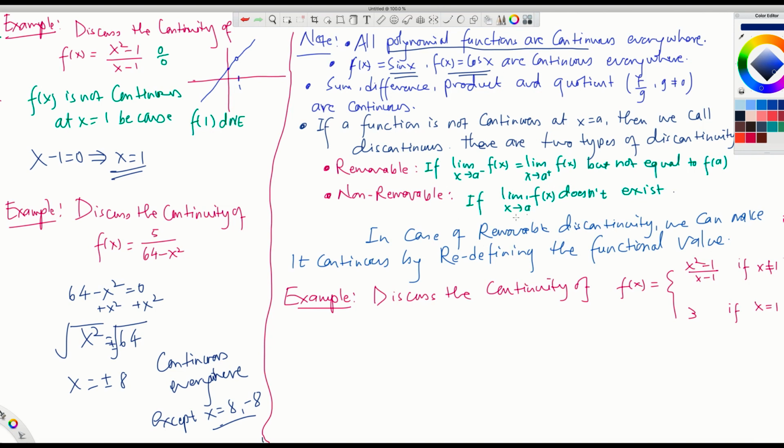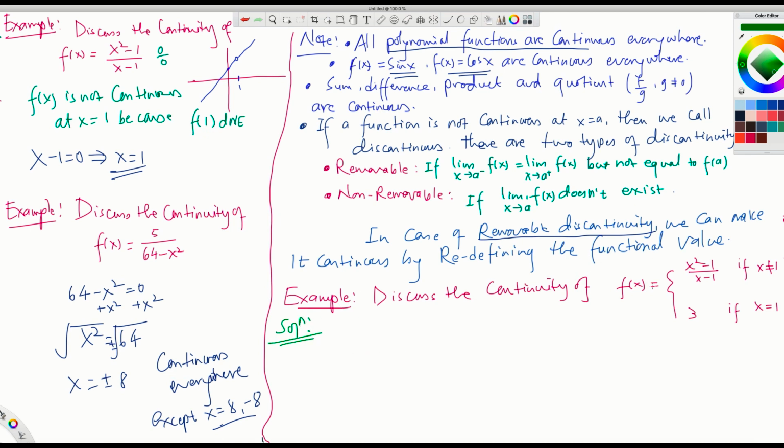Okay, in case of the removable discontinuity, we can make it continuous by redefining the functional value. We'll see an example. Again, in case of the removable discontinuity, meaning if the limit exists, then we can make the function continuous by redefining the function value. Suppose the function is not continuous, but the limit exists, meaning the function value is not equal to the limit of the function. Okay, in that case, we will be able to redefine the function and then make it continuous. Let us see this example. Let us see the solution.